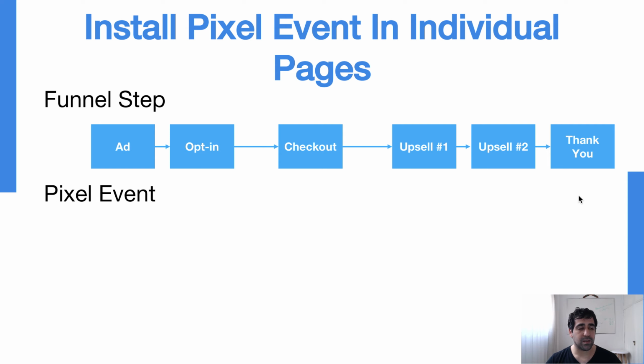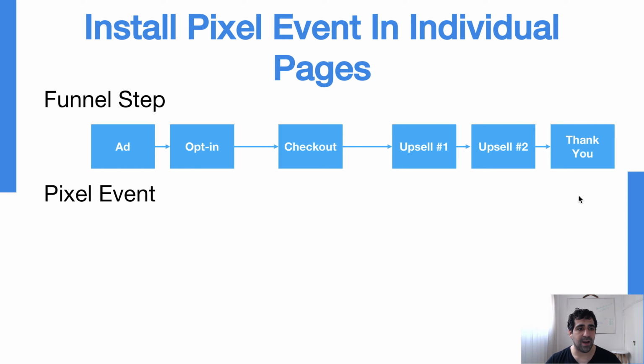So the first part is going to be installing the pixel event in individual pages. And the pixel event is a second piece of code, right? In the previous piece, we installed the pixel in the whole funnel. And that means that the pixel is going to be firing in all the pages of the funnel, but it's not going to be giving specific information to Facebook yet about what kind of pages they are. So in order to have that, we're going to be adding another piece of code that is going to be telling Facebook what it means when people land on those pages.